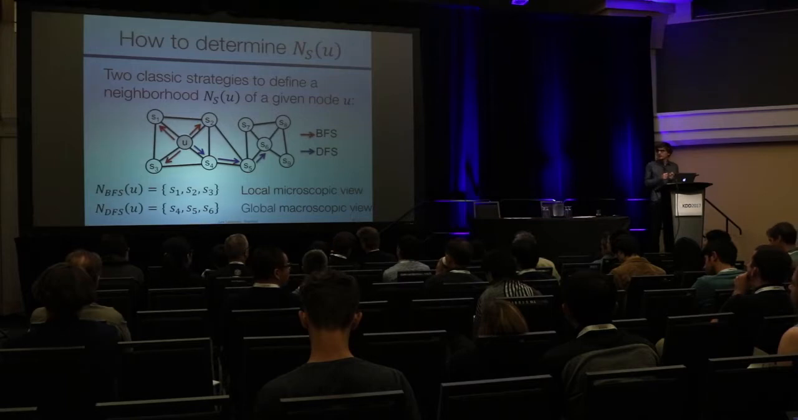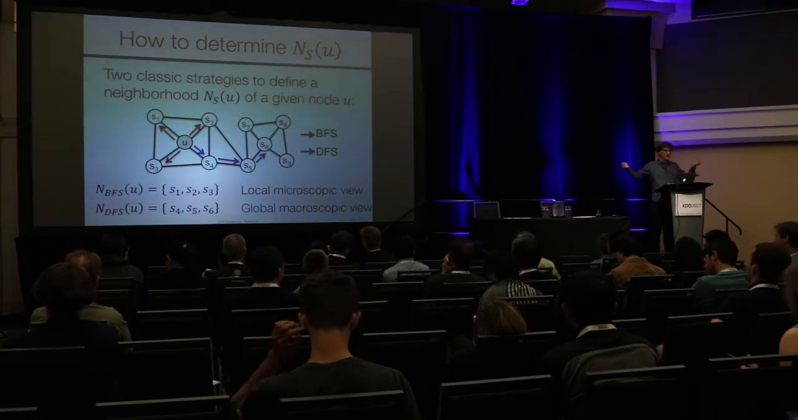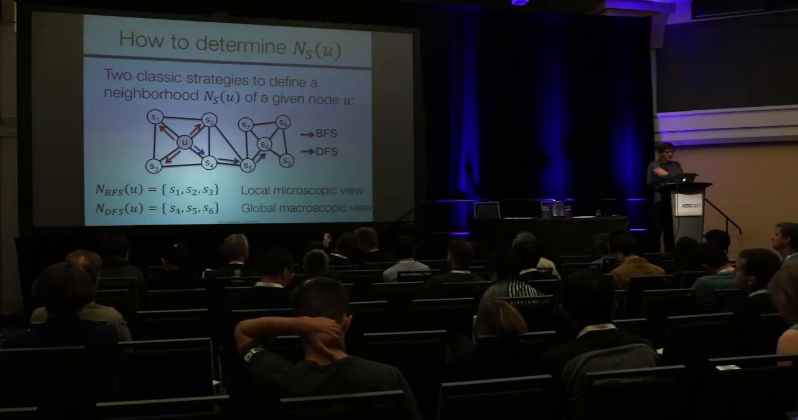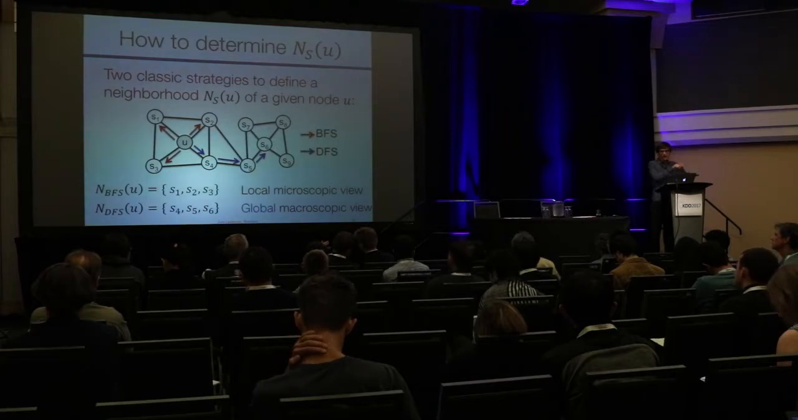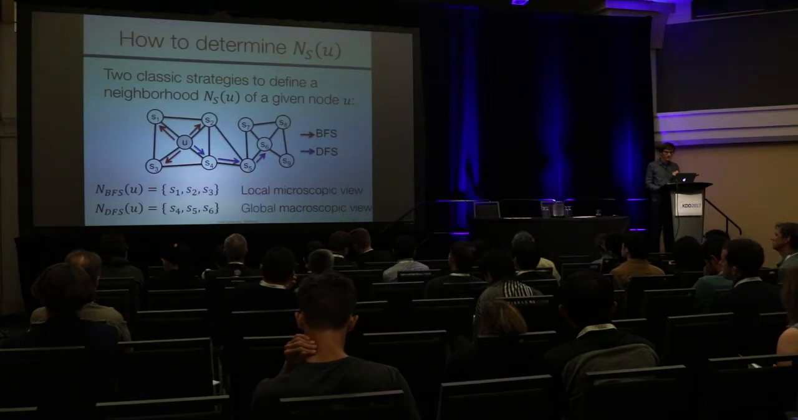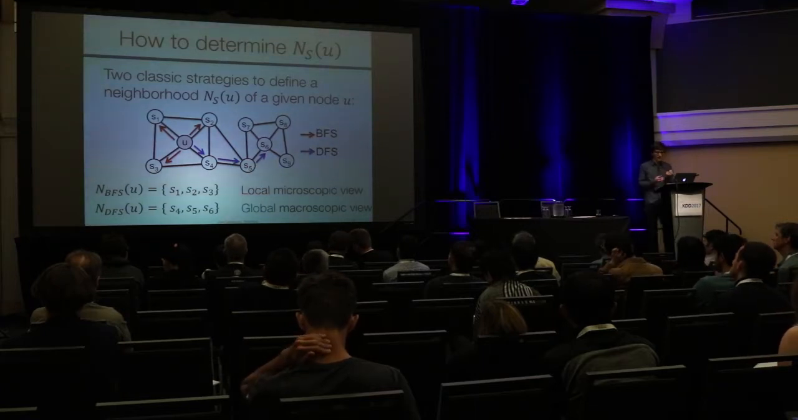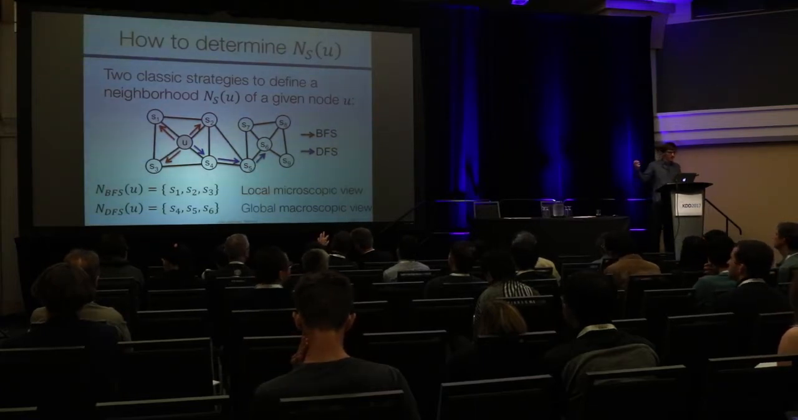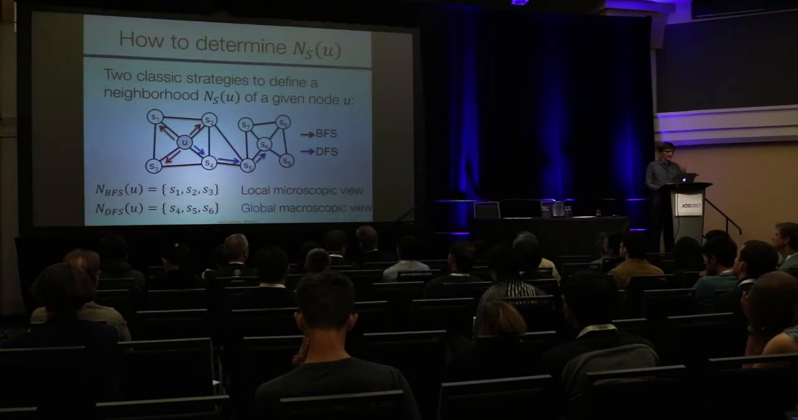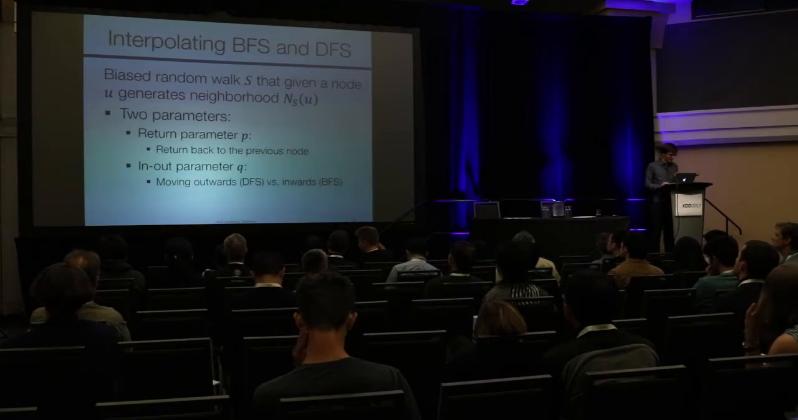And what we wanted to do is to have an easy way to interpolate between these two extremes in some sense. We wanted to introduce some parameters that allow us to explore the network in a BFS way, and if you change the parameters, you can get all the way to DFS. So the way we do this is the following. Our goal is that for a given node, we want to generate this neighborhood N sub S, where S is the sampling strategy. How do I generate that? And we want to be flexible in order to do that.